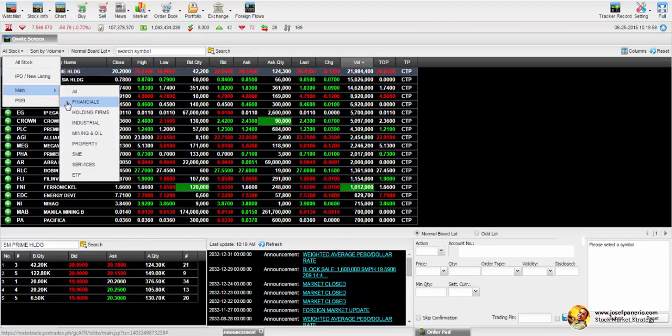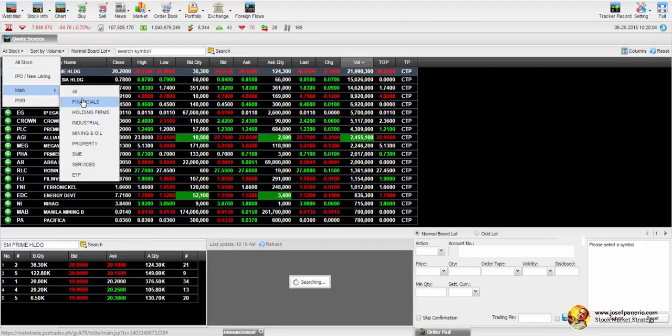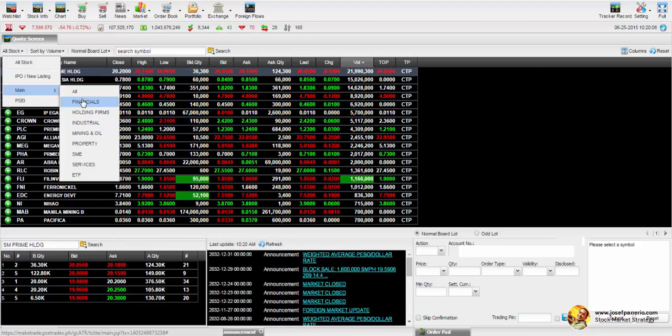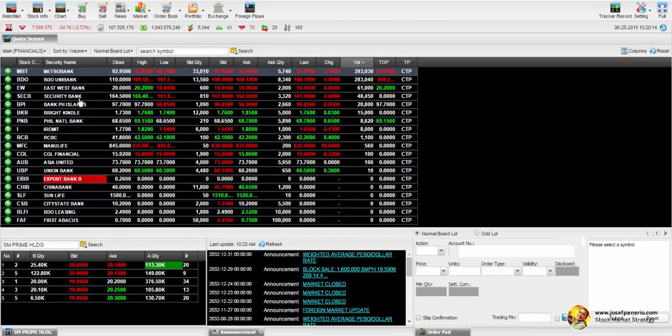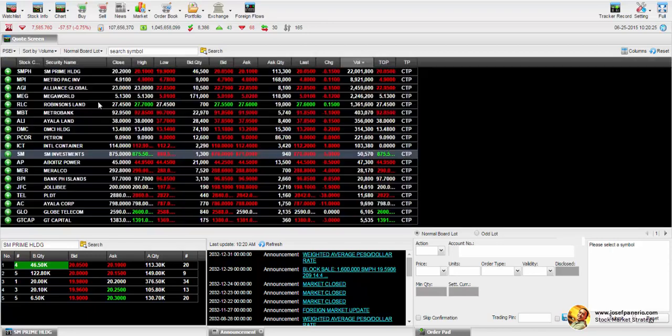Once you click on a specific sector, the stocks displayed on the main screen are the stocks that are only categorized in that index sector, like for example, financials or holding firms. So for example, we click on financials. I expect that most displayed here are banks. There you go. And we have the PSEI, and what will be displayed here is mostly the composition of all the stocks that compose the PSEI or Philippine Stock Exchange Index.